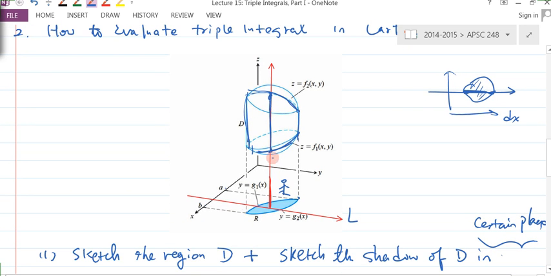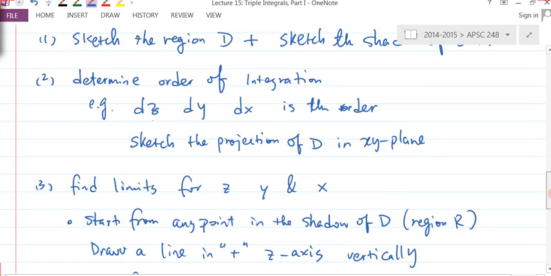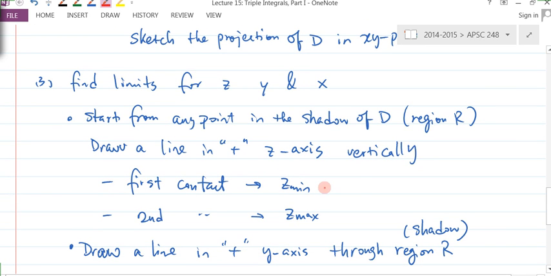Okay, for this particular case, what does that mean? For Z, the first contact is with the bottom surface, and the second contact is with the top surface. So Z min will be represented using this bottom surface, and Z max is going to be represented using this top surface here. In other words, Z min will be the bottom surface, and Z max will be the top surface.